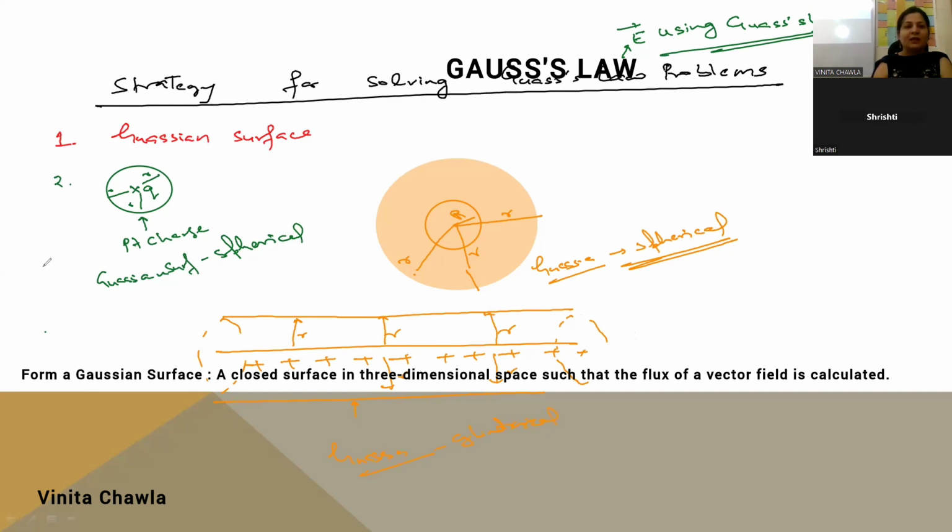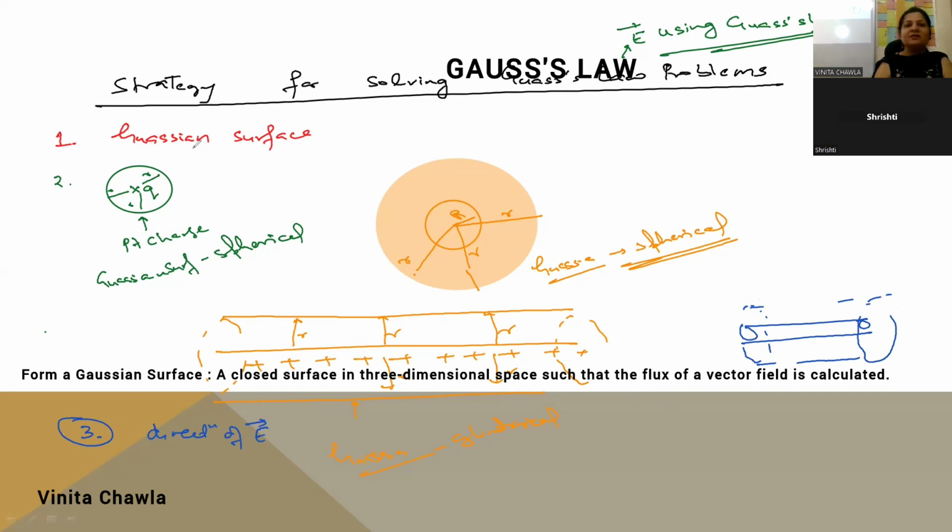Okay. And if we have a cylinder, then for a cylinder, Gaussian surface is cylindrical. Okay. Now we'll use this symmetry to find the direction of electric field. Our next step is we'll find the direction of electric field.